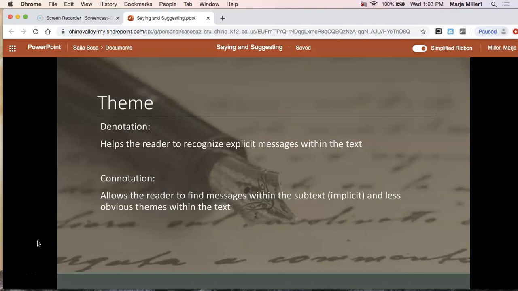Theme! Gotta love that theme. So your understanding of the theme can depend on your understanding of connotation and denotation, as we've been telling you. An example of an explicit understanding, like a theme being explicitly stated, which happens sometimes, but not always.